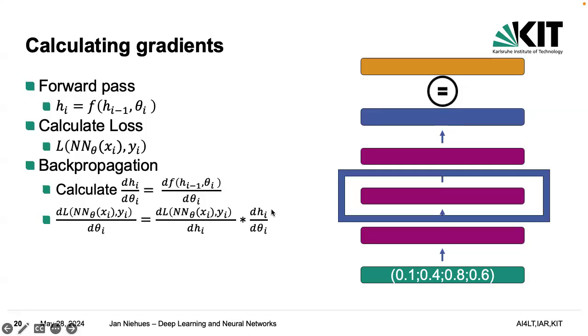And now we can do that from top to bottom, layer-wise. In each layer, we have to calculate the derivative of the hidden activation, so of the output, with respect to the parameters in this layer, because that is the derivative of the function here with respect to the parameters. Then we can calculate the overall change we have to make on the parameters, based on the loss we have calculated until here, as the derivative times the value we are calculating here.